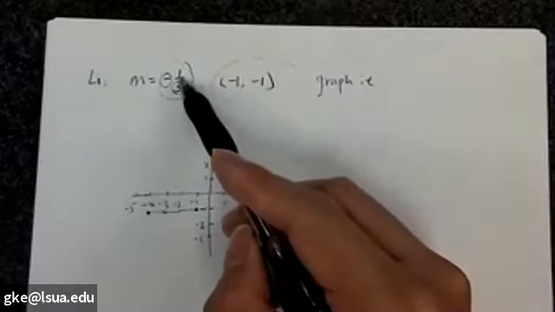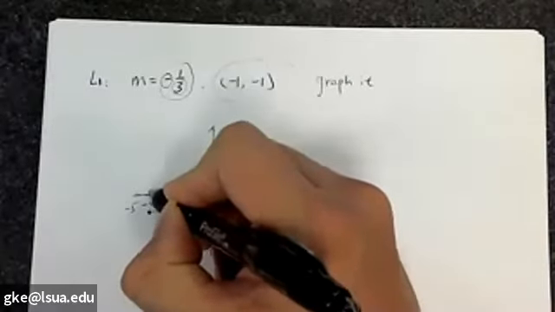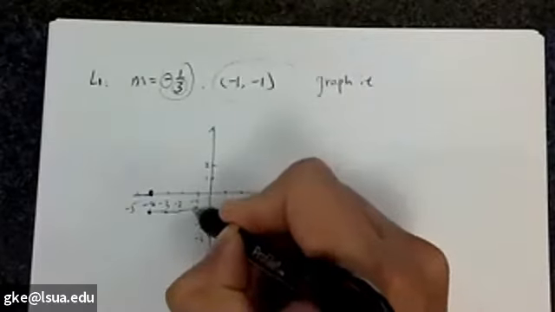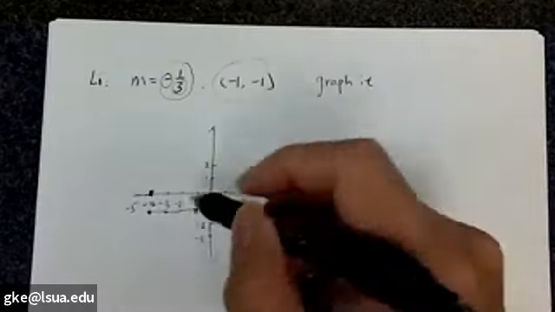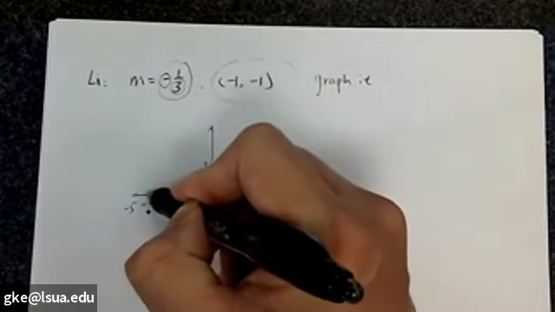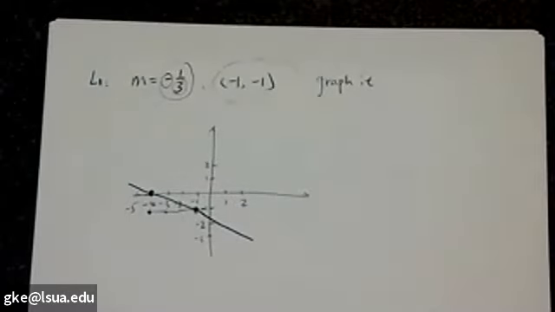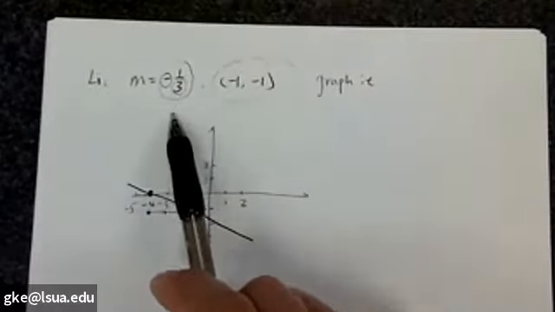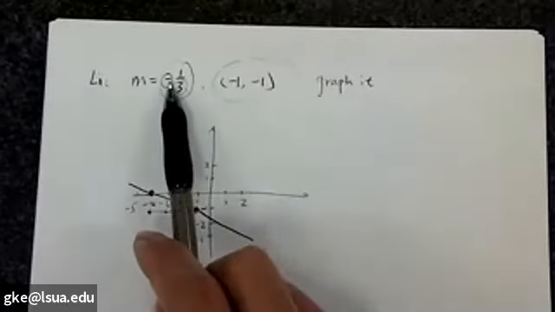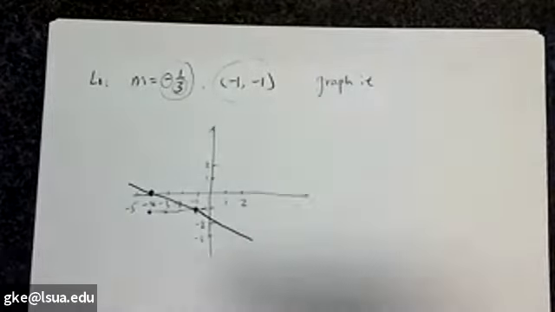And the numerator is 1, so we go up 1. The second point is here, right? So we connect these 2 points. That's it. Be careful. Here is a negative, which means we move backward 3 units. If it's positive, that means we move forward. Okay. Now I'm going to give you another example.